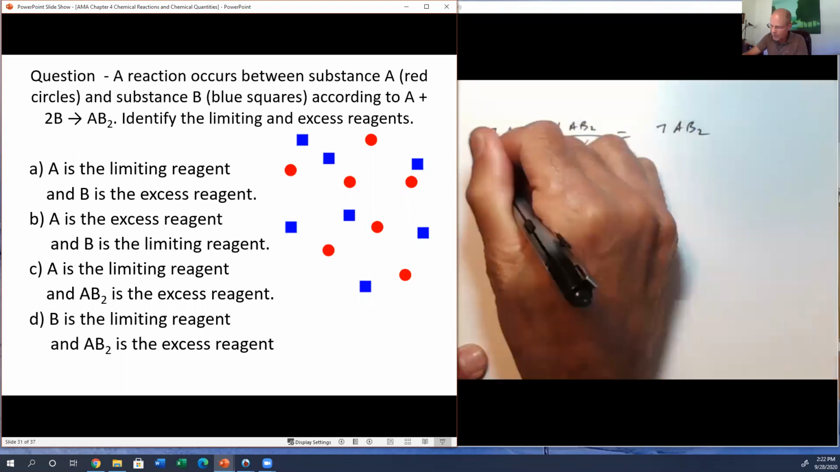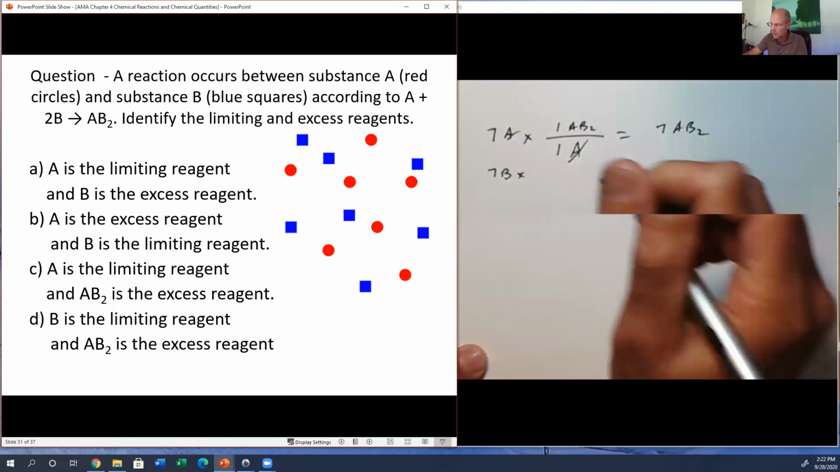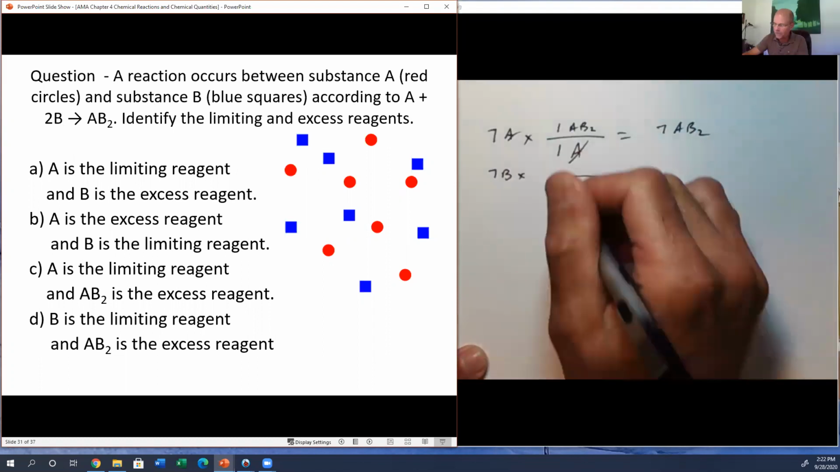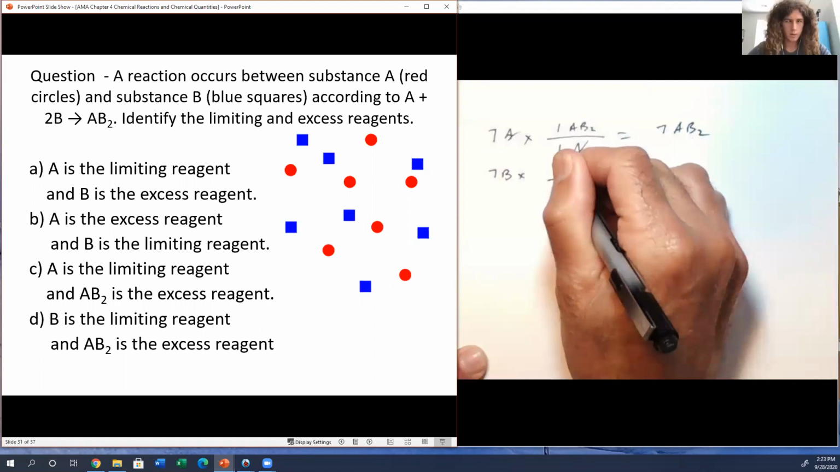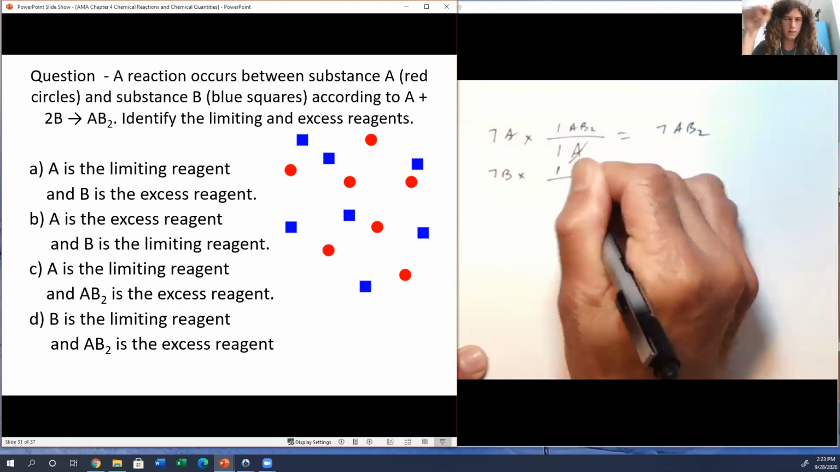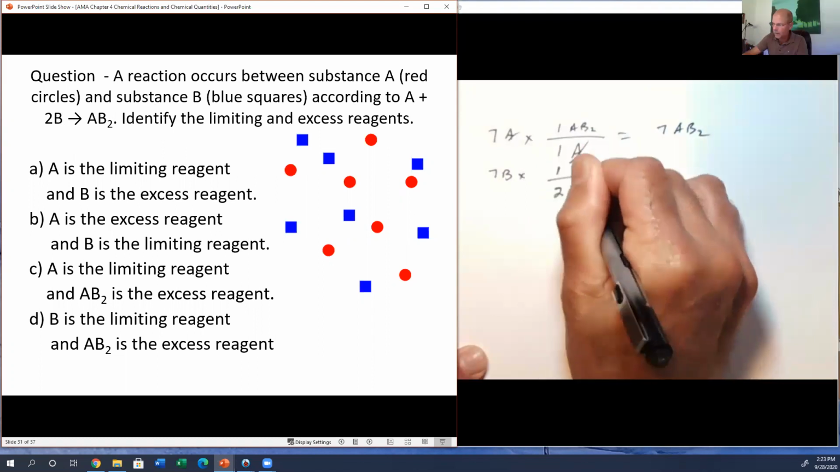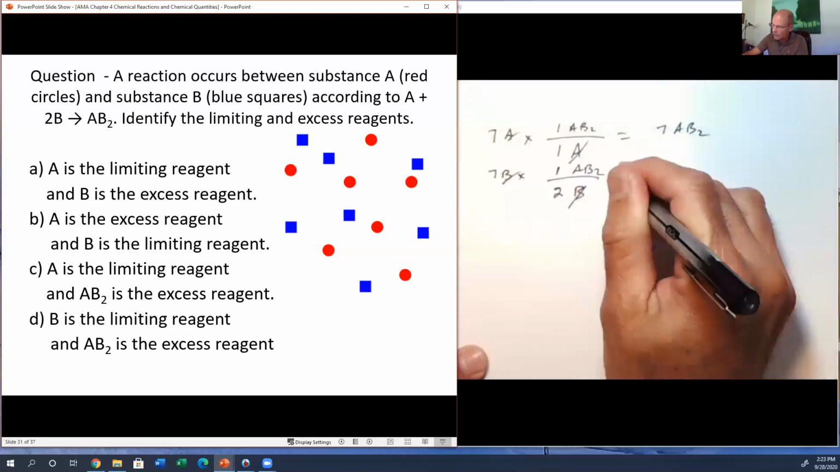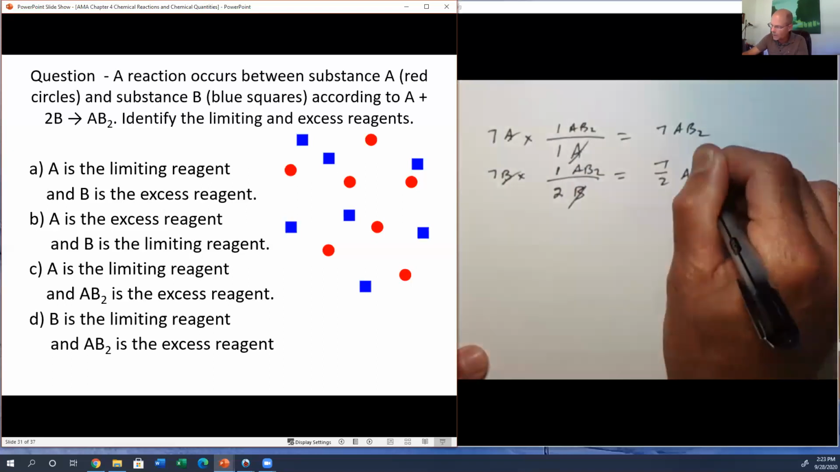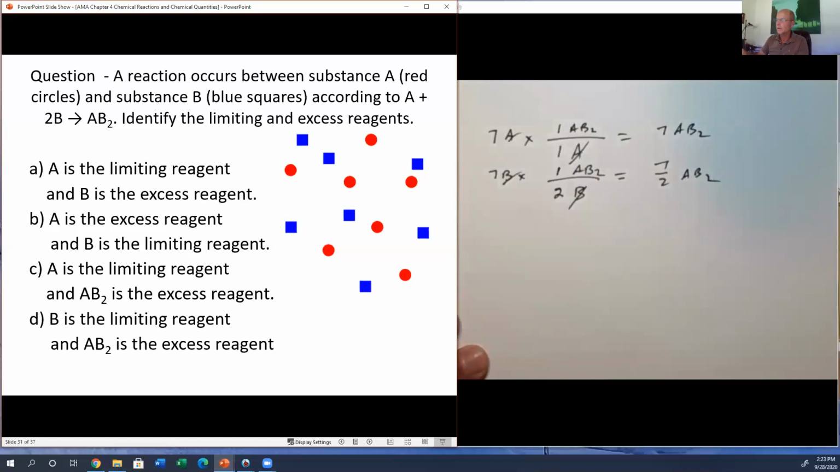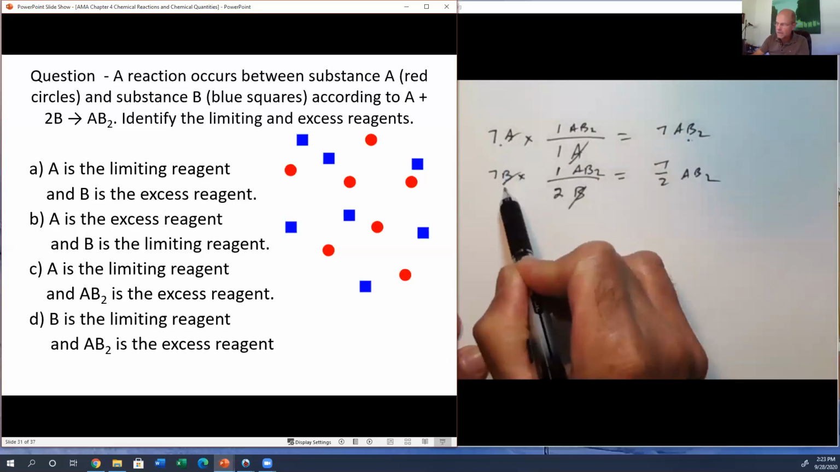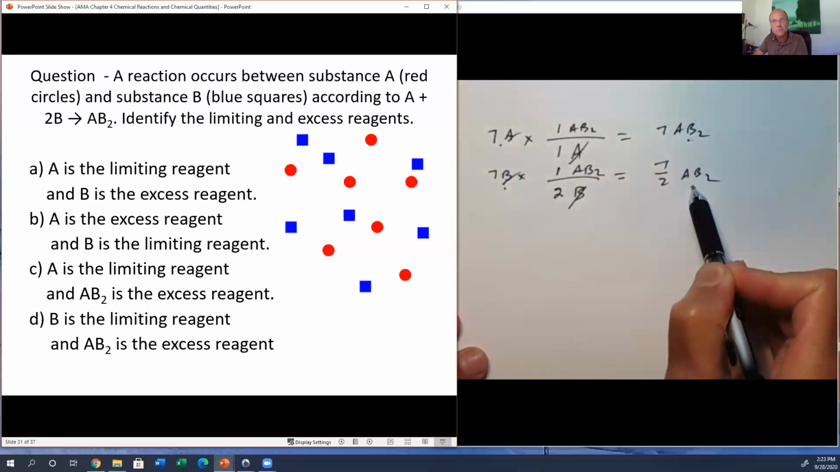If I do the same thing for 7 B, what's the relationship for B now from the balanced equation? It's 1 to 2. So how would I write the conversion factor? 1 AB2 divided by 2 B. Exactly right. So now my B's cancel, and notice how many AB2s I get: 7 halves AB2. So in other words, I have enough A to make 7 AB2s. I have enough B to make 3 halves AB2.